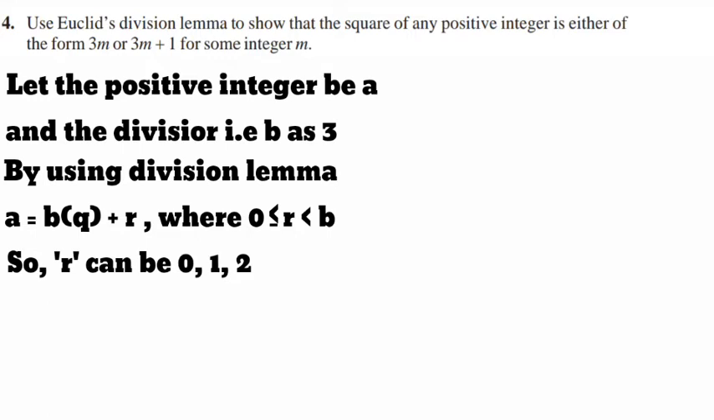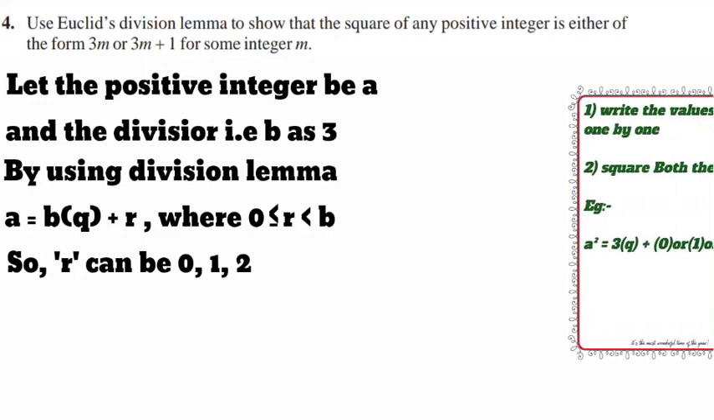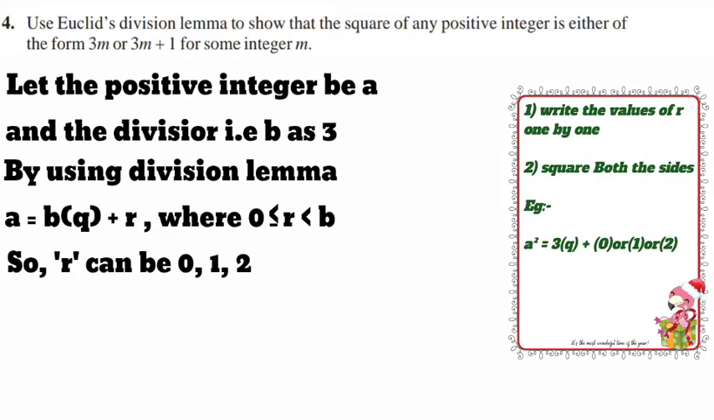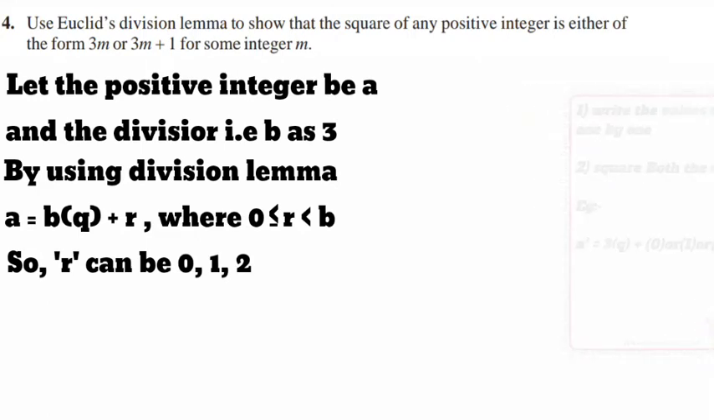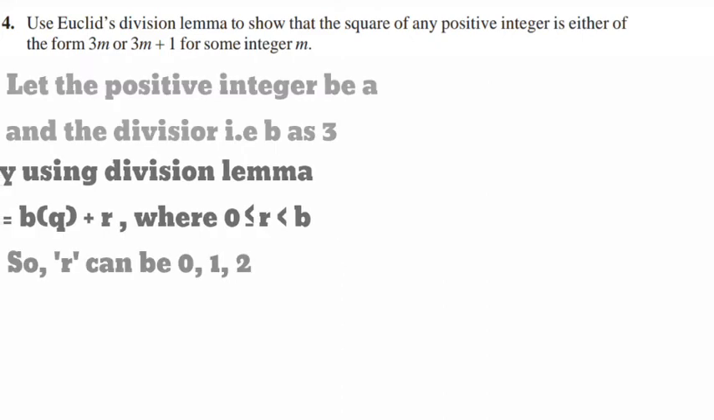Now, I am giving the schedule of this question. We will take all the values of remainder one by one, and after taking values, we are going to square the whole. Okay, let's do it. We are not squaring them yet, but first we will look at their original values.